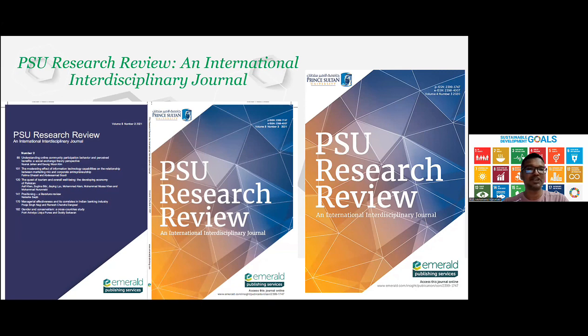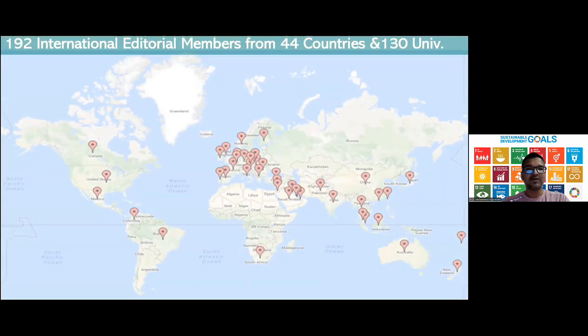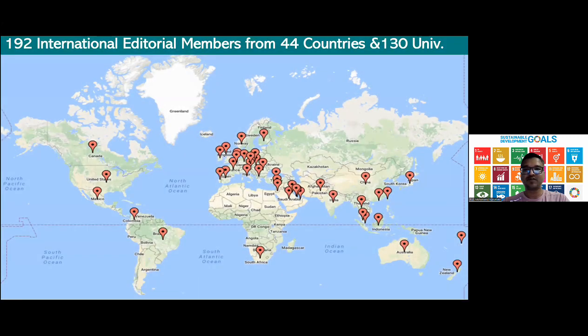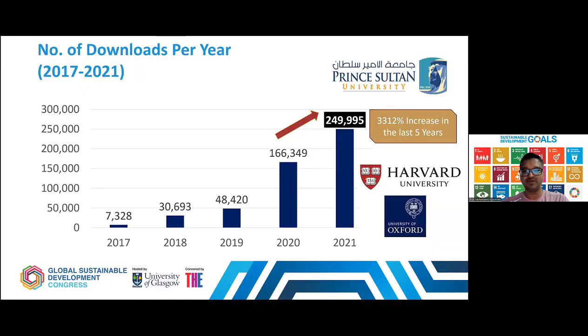In my presentation, between developing and high income countries, there is a barrier or huge gap. So our idea was to have this open access, so people from the African countries or the East Asian countries can have free access to all these articles. And we have around 192 members from 44 countries, around 130 universities. People from Harvard and Oxford are also publishing here.